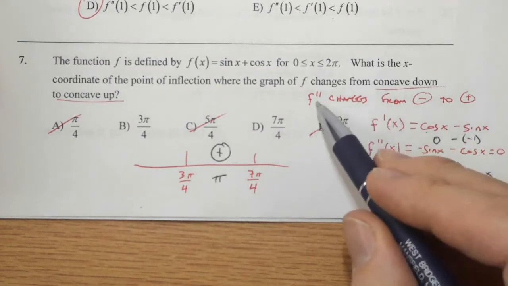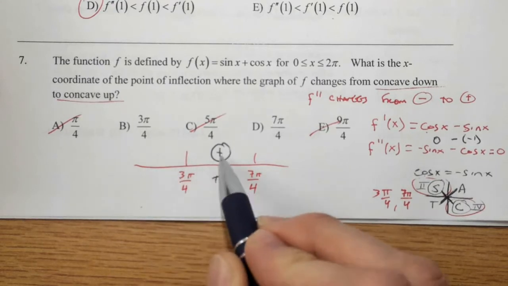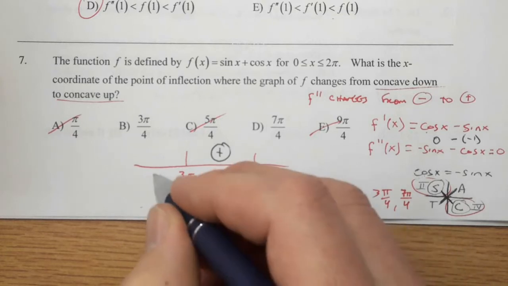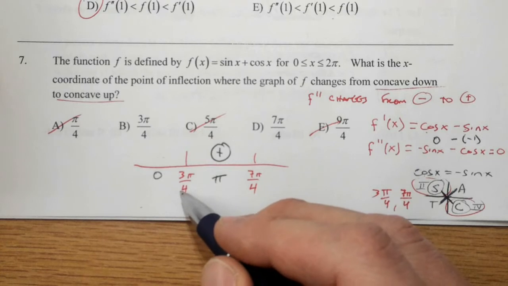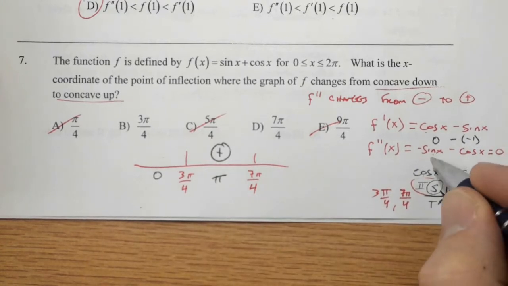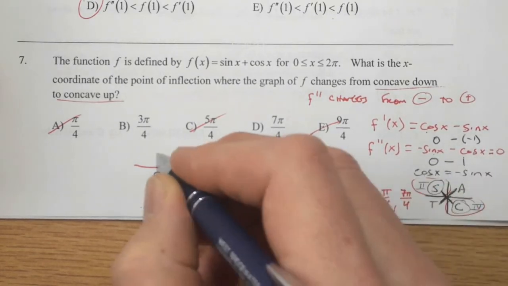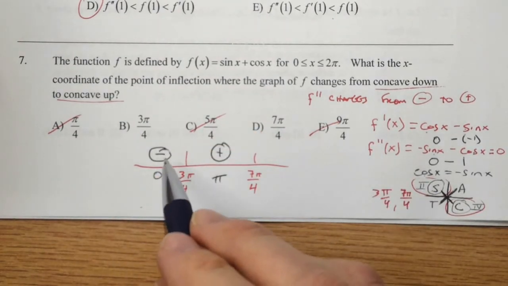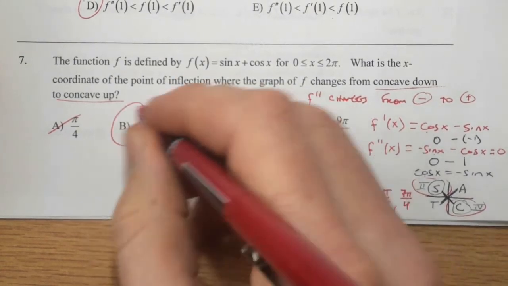We want when the second derivative changes from negative to positive, so my guess is that we're going to be negative right here, so we're going to change from negative to positive, but let's check that out. We need a number prior to 3 pi over 4. So why don't we just pick 0? 0 is in our domain, and it's a number to the left of 3 pi over 4. What happens when we plug 0 into the second derivative? Sine of 0 is 0, minus the cosine of 0, which is 1. 0 minus 1 is negative. So we have the spot where the second derivative changes from negative to positive, and it's at 3 pi over 4, so that is our answer.